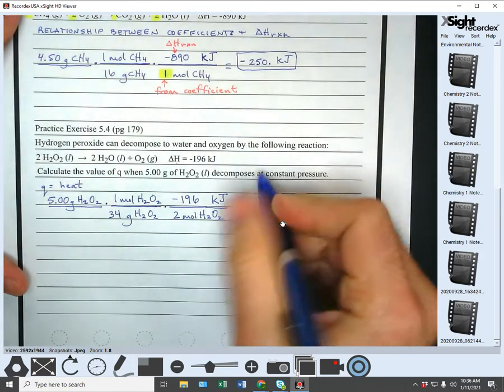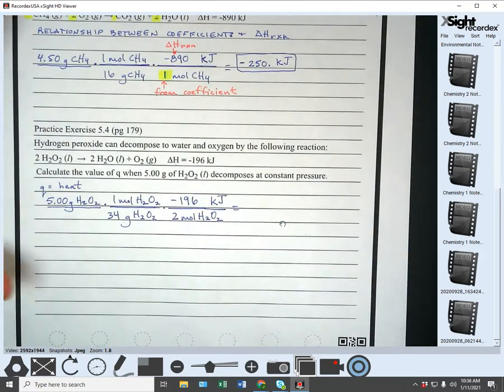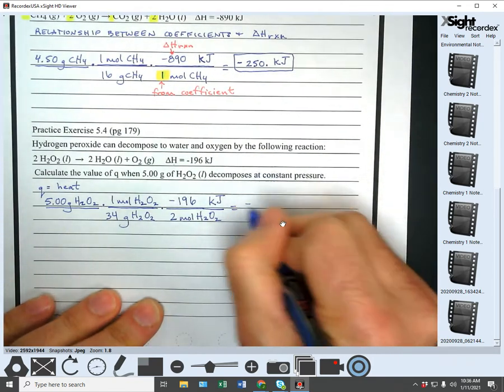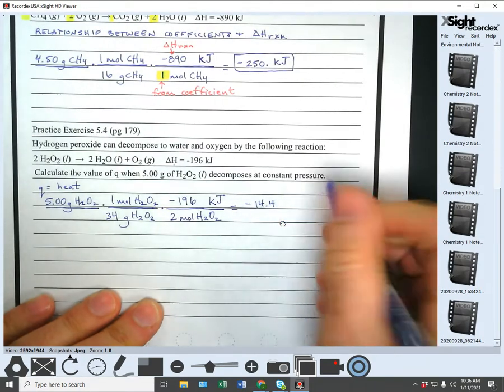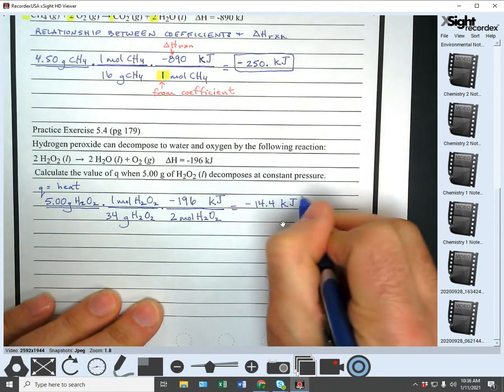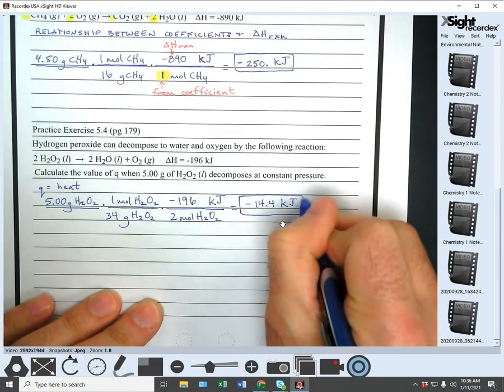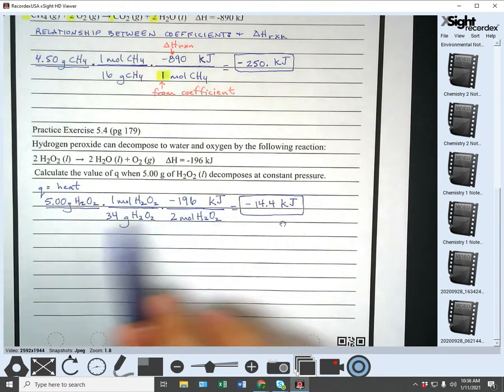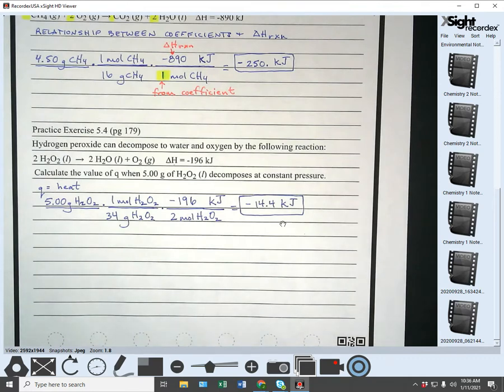Right? So now we just do the math. We end up with negative, significant figures are 3, so it'd be negative 14.4 kilojoules. And on this one, you would have to have the negative, because it's calculate the value of Q. So Q is a negative number. You would have to have the negative on it. Like I said, if you always make sure you put the label that's there, you should be fine.